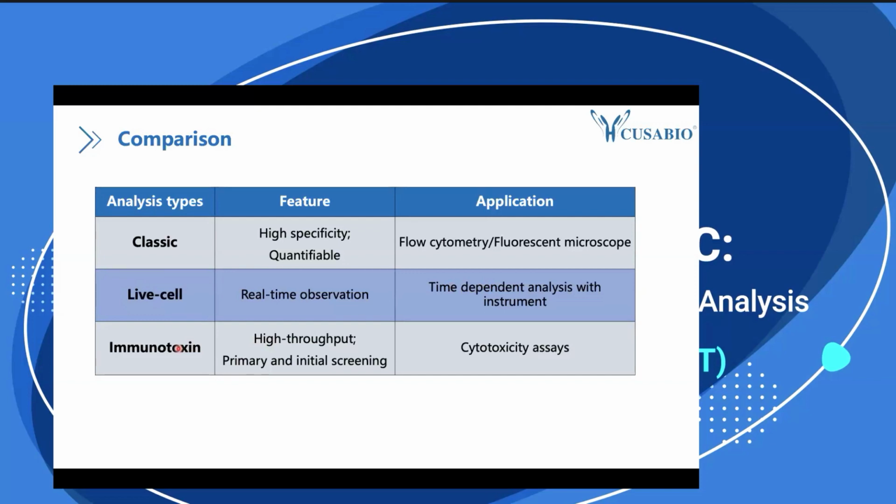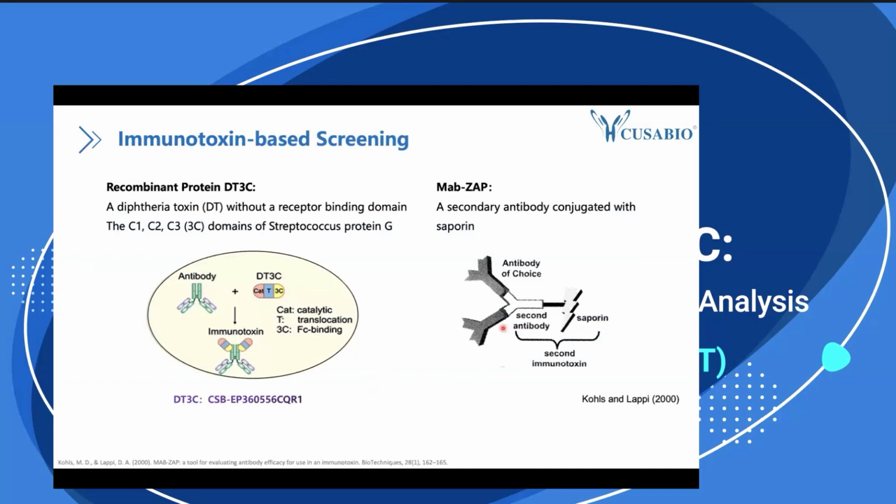And because this one can be performed in a high throughput manner, it can decrease your cost compared to the live cell. Also, the application is that you can do the assessment with simple cytotoxicity assays to get an initial prediction of the antibody internalization efficiency. So based on this, I will stay on the immunotoxin-based screening to introduce more details and more correlated applications and how they are used in ADC discovery.